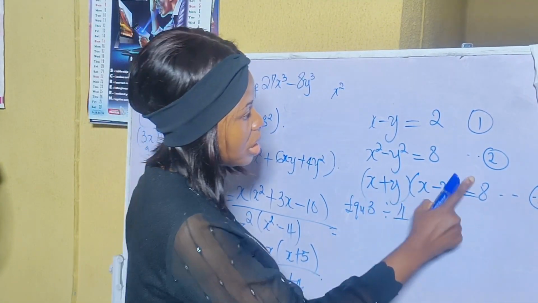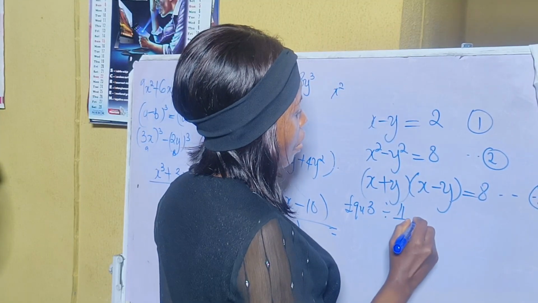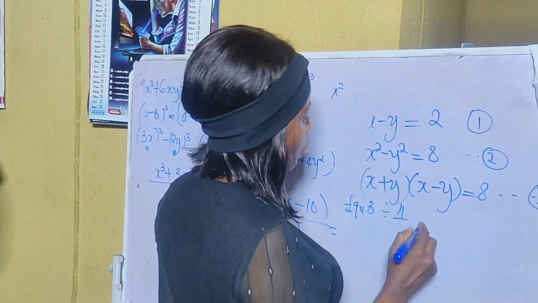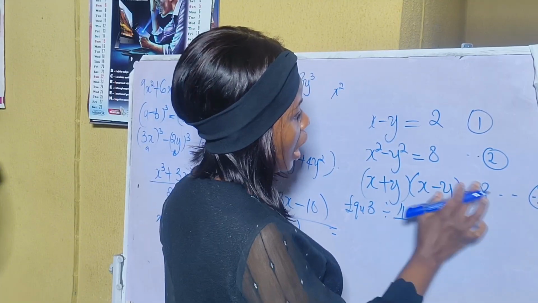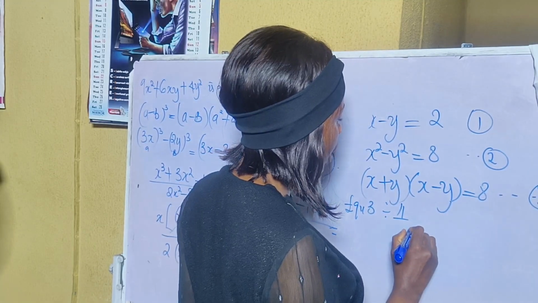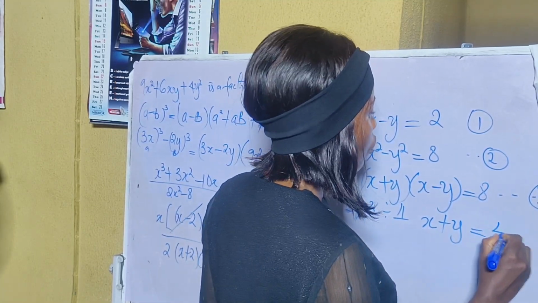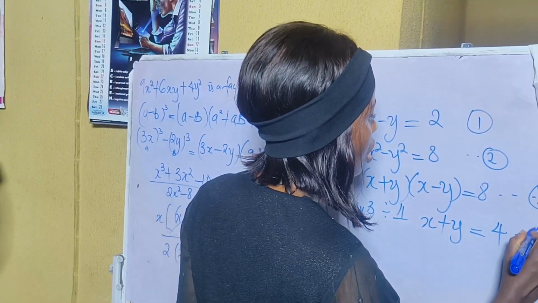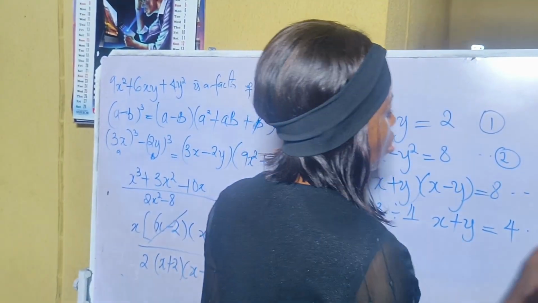So if I say equation 3 divided by equation 1, this divided by this cancels, and on this side it will be 8 divided by 2, which is 4. So I have that x plus y is equal to 4. I can call this equation 4.